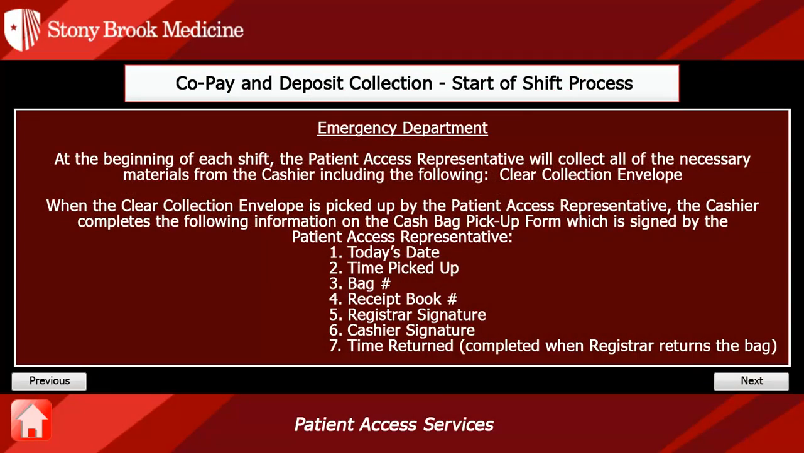Co-pay and deposit collection start of shift process. Emergency department. At the beginning of each shift, the patient access representative will collect all of the necessary materials from the cashier, including the following: clear collection envelope. When the clear collection envelope is picked up by the patient access representative, the cashier completes the following information on the cash bag pickup form, which is signed by the patient access representative: today's date, time picked up, bag number, receipt book number, registrar signature, cashier signature, and the time returned is completed when the registrar returns the bag.